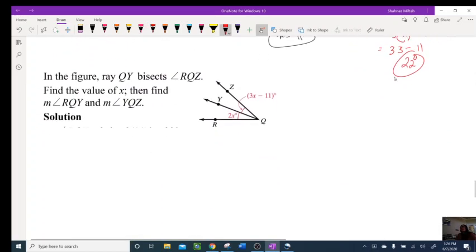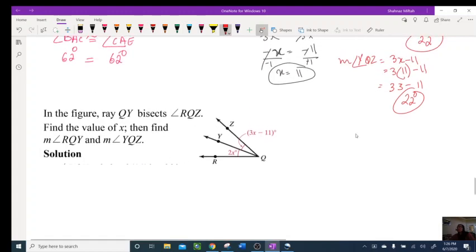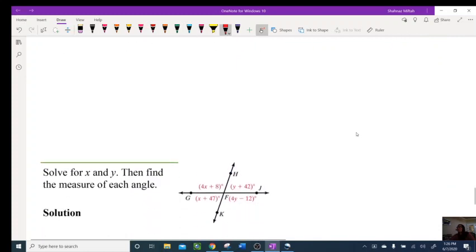Okay, let's answer this question. In the figure, QY bisects RQZ, find the value of x, then find RQY. I think this is exactly the same question. Okay, so ignore that one.